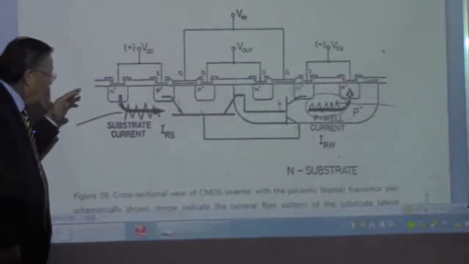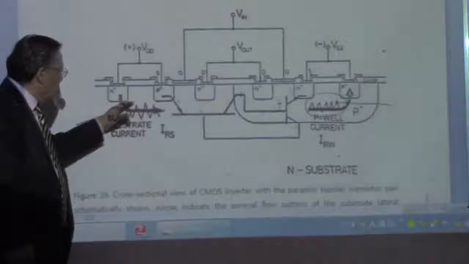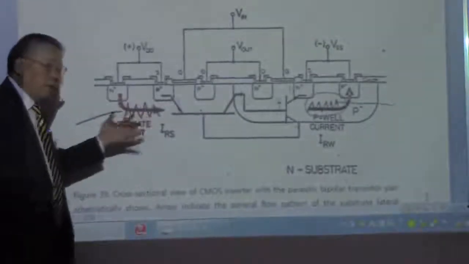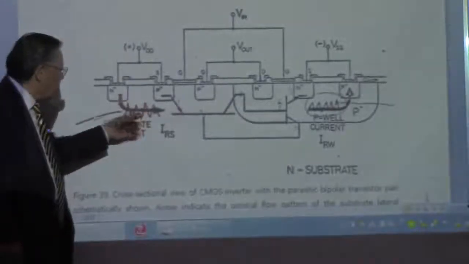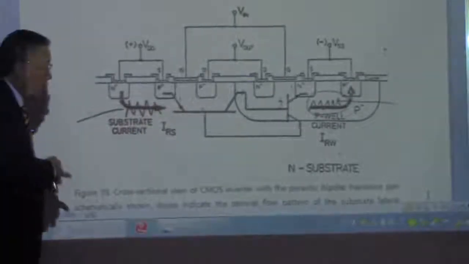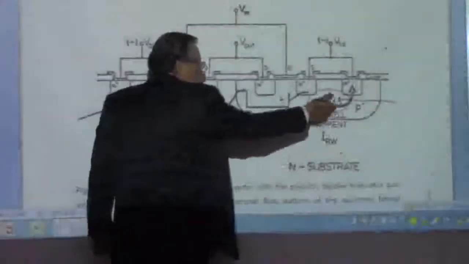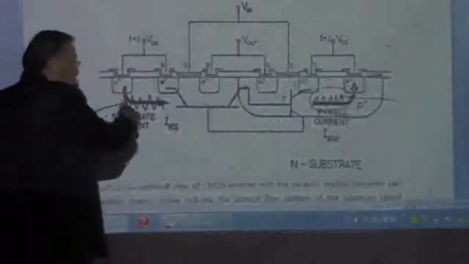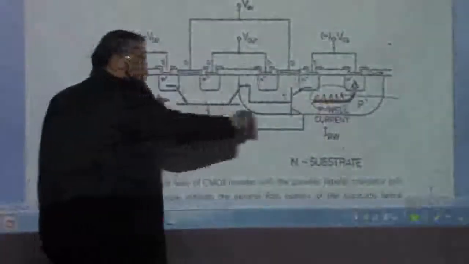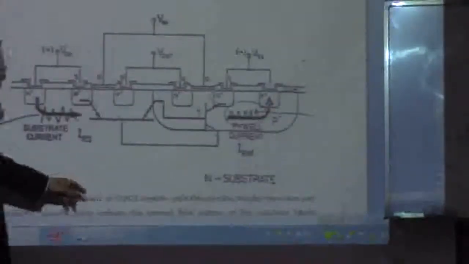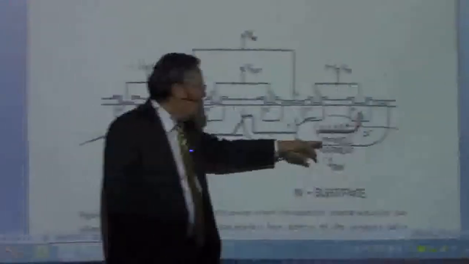You may notice the resistance here. Of course, if you have a big resistance at this part, then the current flow will be minimized, will be reduced. And another resistance here, if this resistance is large, then the current path is going to be blocked somehow. Okay? So this resistance is related to the N substrate, and this resistance is related to the P well.